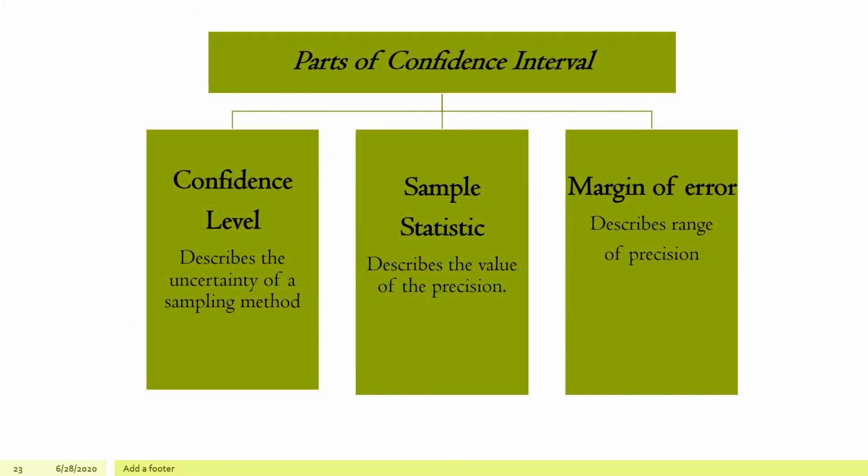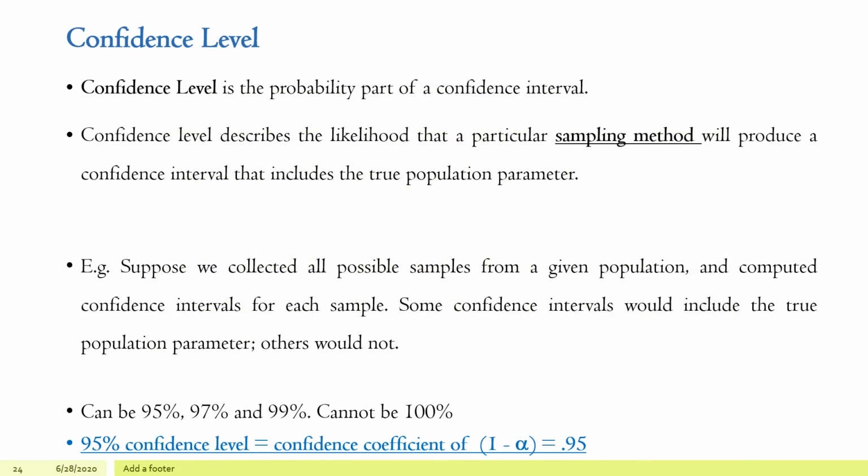Coming to parts of confidence interval, there are 3 parts: confidence level, sample statistic, and margin of error. Here, confidence level describes the uncertainty of the sampling method. Sample statistic describes the value of the precision. Margin of error describes the range of precision.